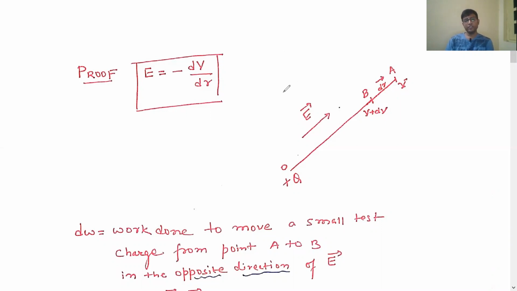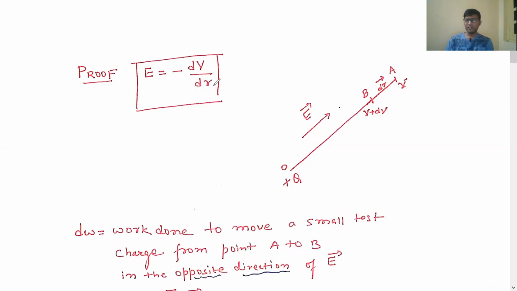Today's topic is to find out the relation between the electric field and potential difference. The mathematical expression is E is equal to minus dV by dr, where E stands for the electric field, V stands for the potential, and r stands for a very small displacement or distance.